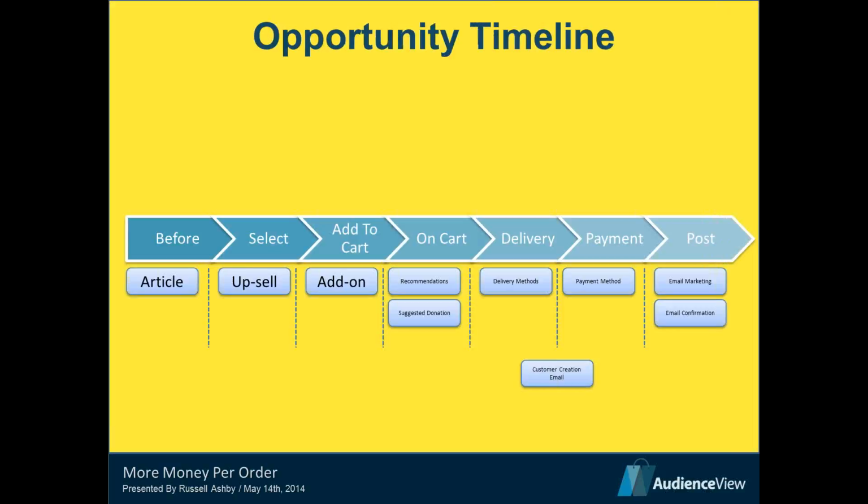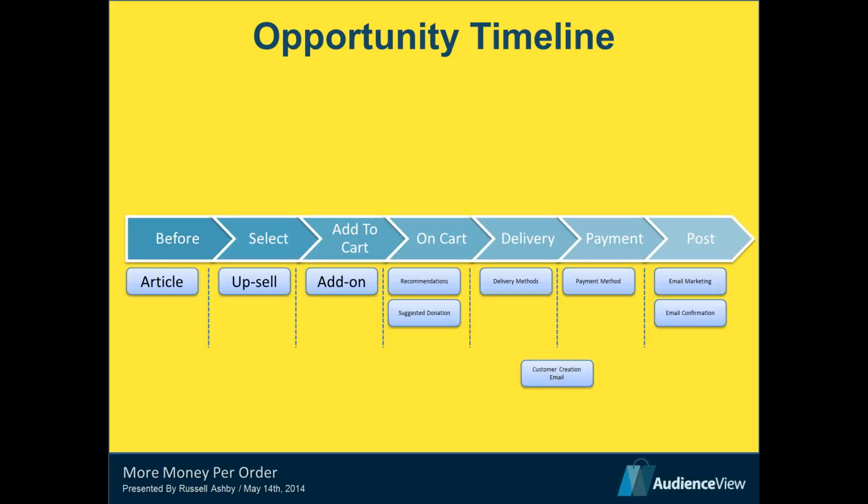And this is what I call the opportunity timeline. So this is kind of all the different bits of features within Audience View and the different points where you can position products to customers. So before the customer purchases something or selects something to purchase, you can put article content on the page. And as they select it, you've got the upsell article that you can present to the customer. As they click through to the shopping cart, then we can position add-ons to the customer. And on the cart itself, we've got recommendations and suggested donations when they choose to continue.